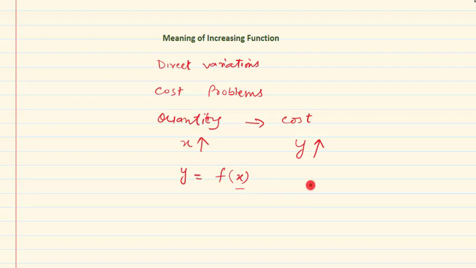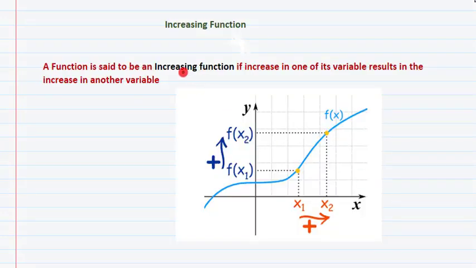Let me explain increasing function with the help of a graph as well. As I told you, a function is said to be an increasing function if an increase in one variable results in an increase in the other variable. Let us see it on the graph. From this graph, it is clear that x1 is less than x2. So the resultant f(x1) is also less than f(x2).